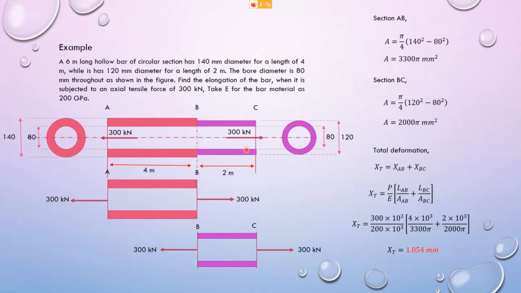The composite bar or the composite rod here, the hole goes through straight away. So find the elongation of the bar. That means find the total elongation of the bar when it is subjected to an axial tensile force of 300 kilonewton. I've given you the force 300 kilonewton acting at the outer edges. So what about the intermediate? Again is 0.